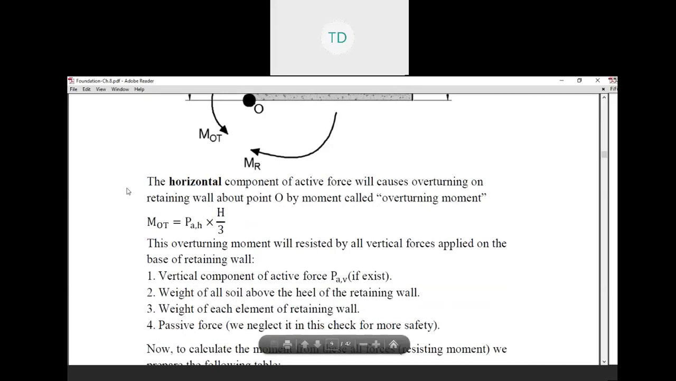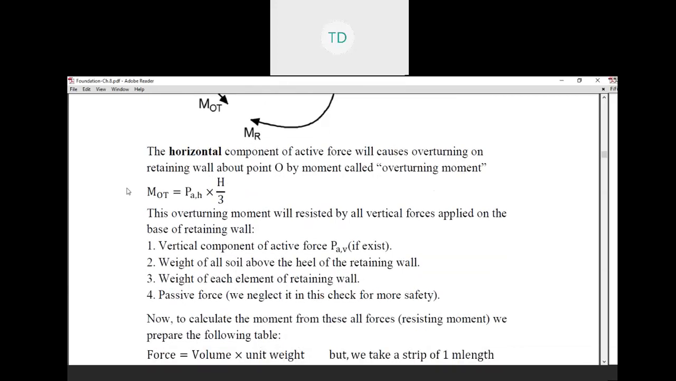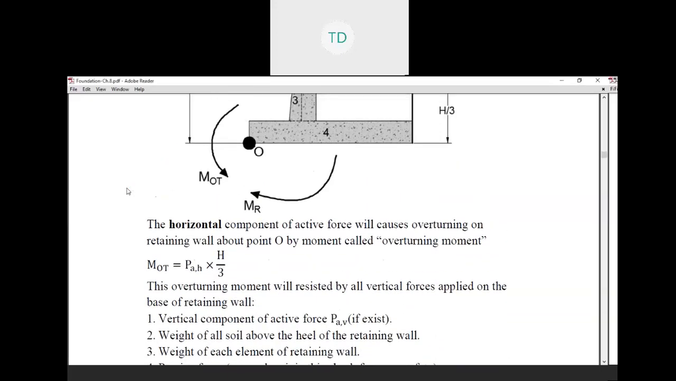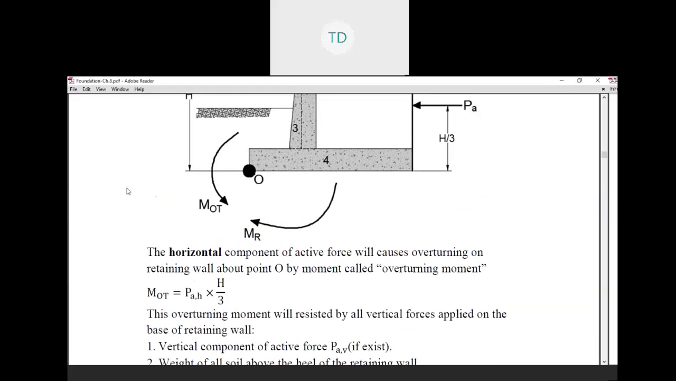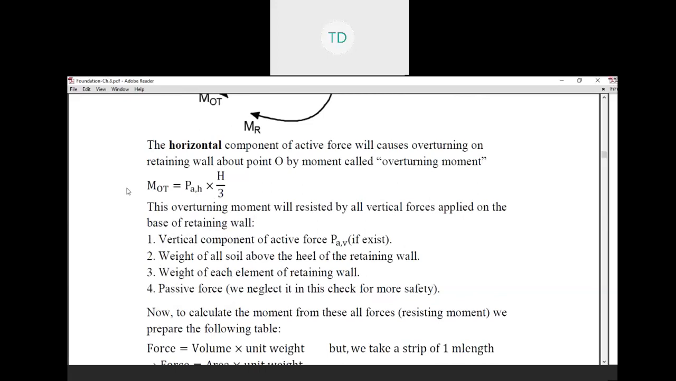The horizontal component of active force will cause overturning of the retaining wall about point O by a moment called the overturning moment. MOT is equal to PA into H by 3. This overturning moment will be resisted by the vertical forces applied on the base of the retaining wall.